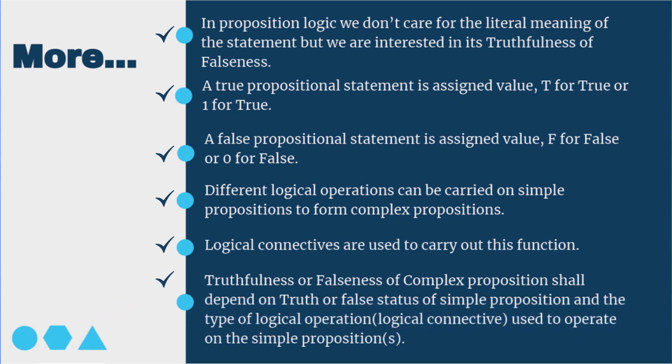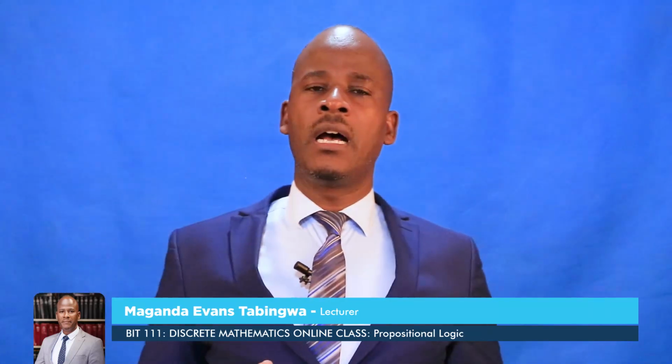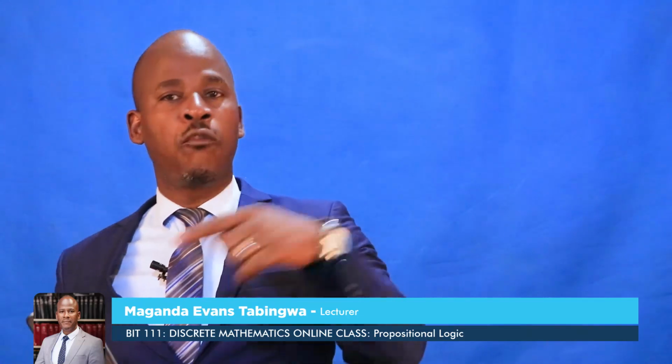The truthfulness or falseness of a complex proposition depends on the truth value status of the simple propositions. I've already told you that a simple proposition can either be true or false. I've also told you that to get a complex proposition, you need to carry out a logic operation on one or more simple propositions. To get the truthfulness of the compound proposition, you use truth tables to evaluate it. But also, the compound proposition's truth or falsehood will depend on what truth values each of the simple propositions had.